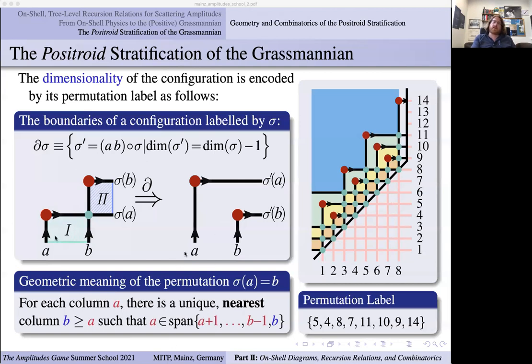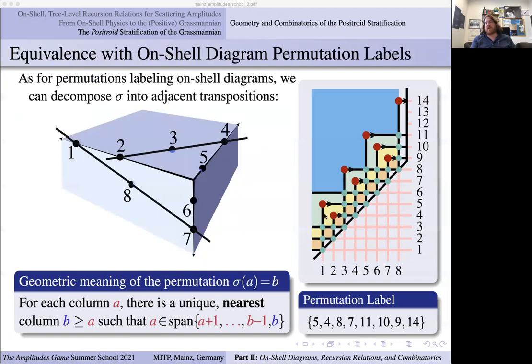So the rule is that as long as the image of A is less than the image of B, and B is greater than A, and as long as there's no path that goes from between A and B into between the images of A and B, then it's a boundary. And just as for permutation labelings of on-shell diagrams, we can actually decompose these permutations into adjacent transpositions in exactly the same way.